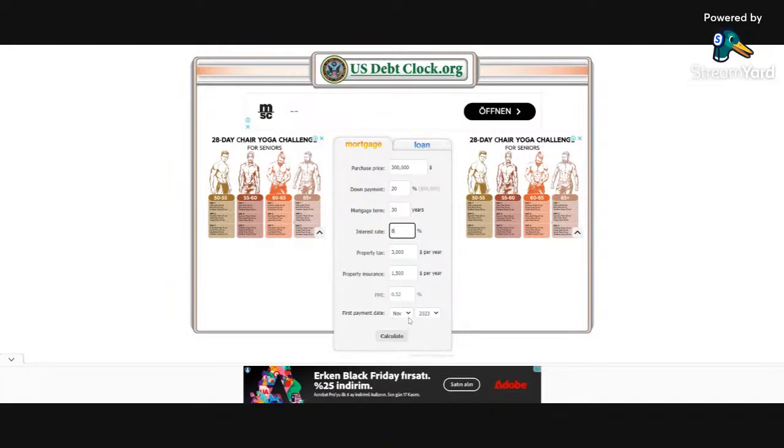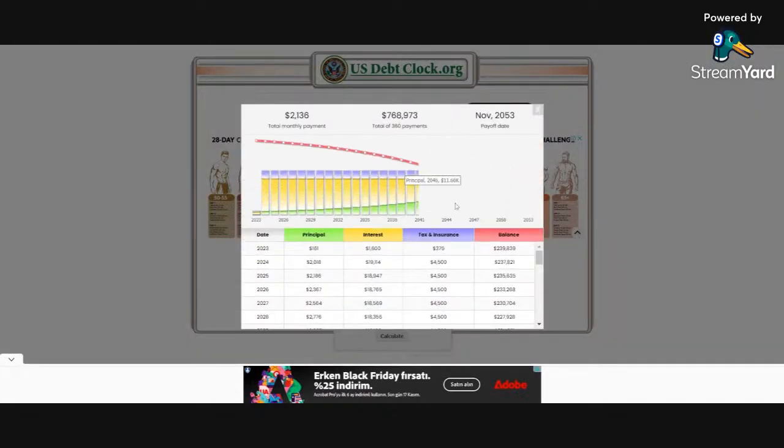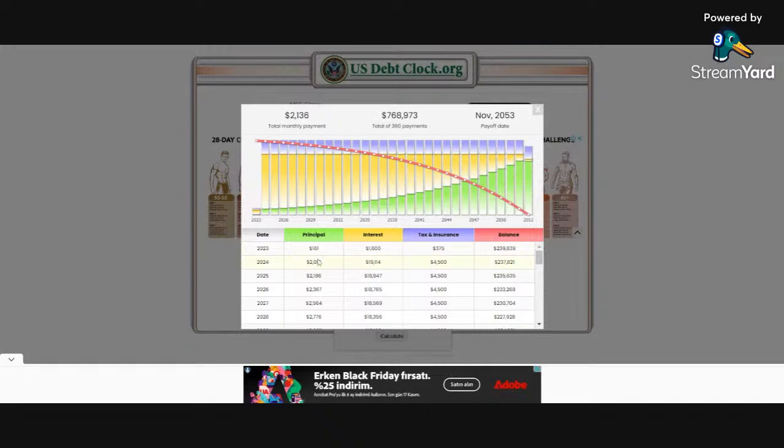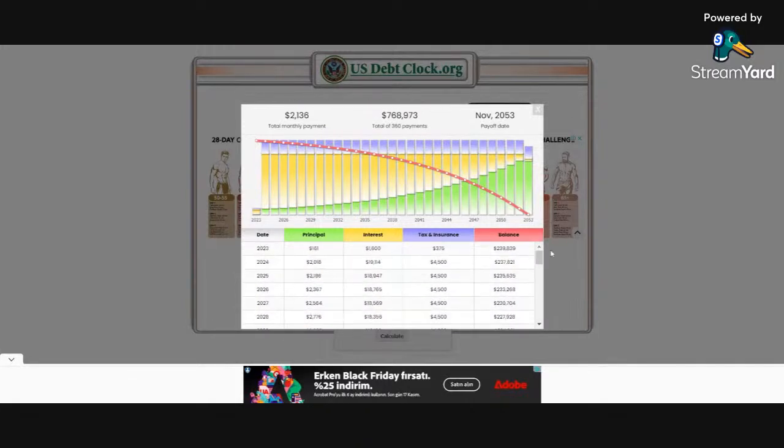So with the first payment being in November 23, you can calculate here. It shows you what you will pay in principal. As you see, the first year you pay very little principal money. You only pay interest, okay? Interest, 19, 18. Taxes and insurance here. Balance is here. So the amount of money you get, you keep paying for 30 years to clean it out. In 2053, you are out of debt, as you see here.